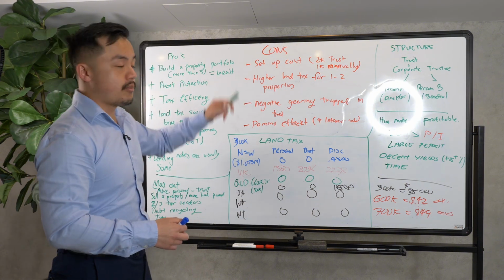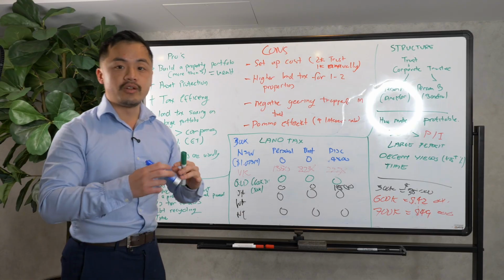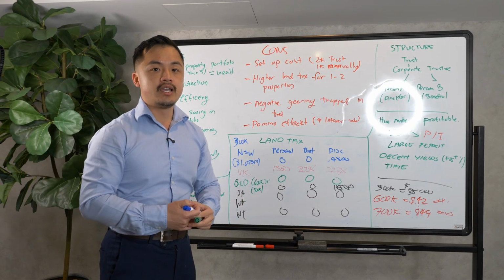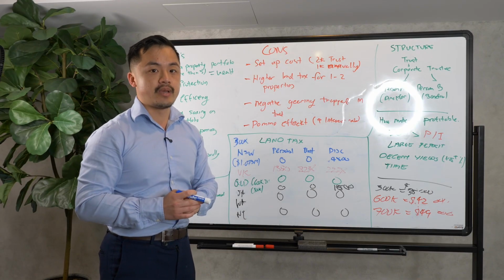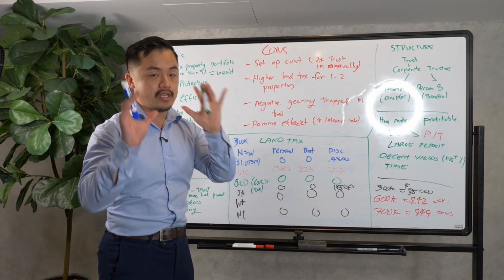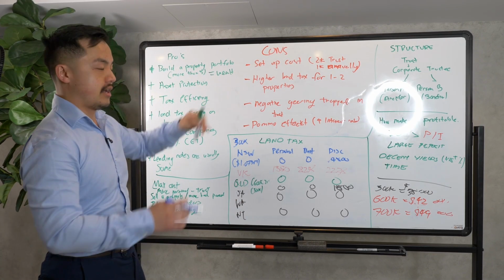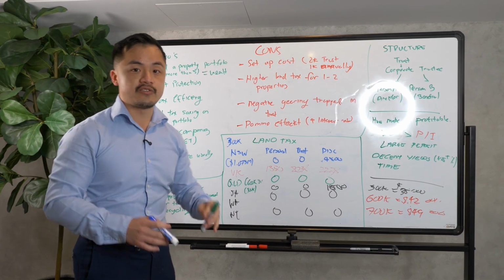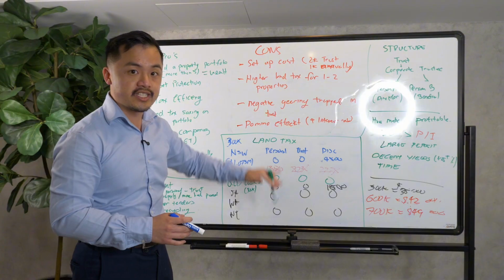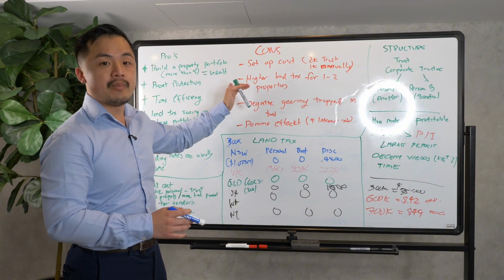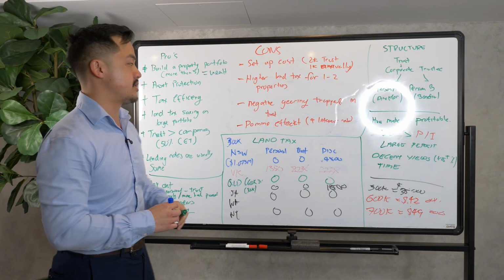Okay. The other con is that the land tax for 1 to 2 properties is higher, especially for those first two. I'll go through this example down the bottom, but it can be a big factor in your decision making, and it can make a big difference in your cash flow analysis.